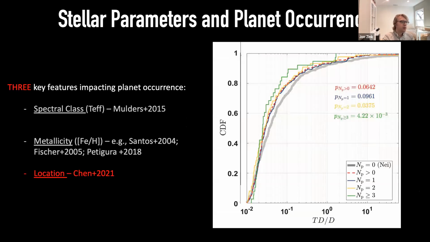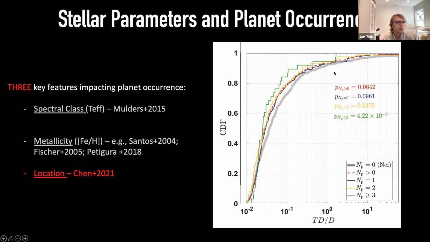And this is some recent work done by Chen et al., 2021. Basically, this is the first idea of thinking about galactic location, or location in the galaxy, and how it may play into planet occurrence. This plot's a little bit challenging to read. Essentially, this is the probability of being in the thick disk versus the thin disk. The big takeaway from this plot is that it appears there is a higher multiplicity in the thin disk planets than there are in the thick disk planets.